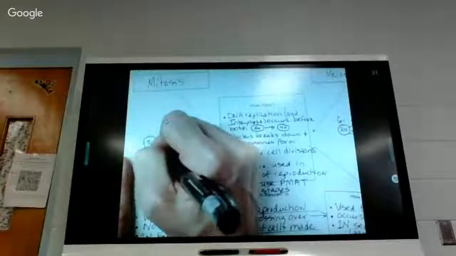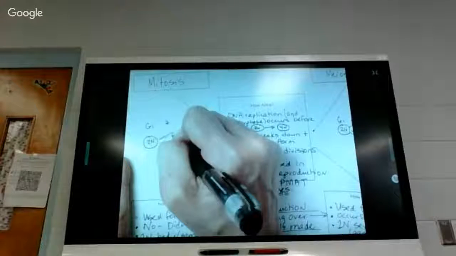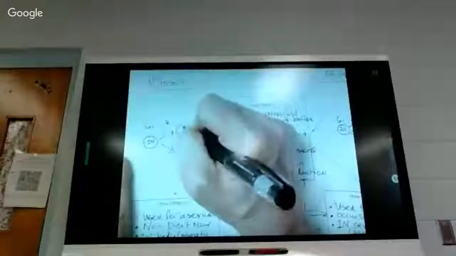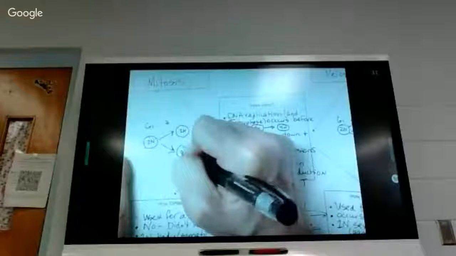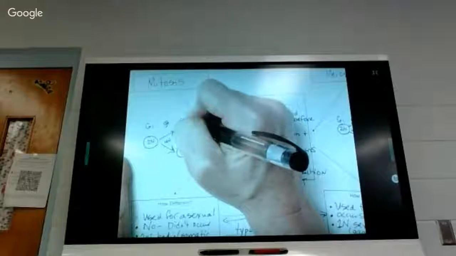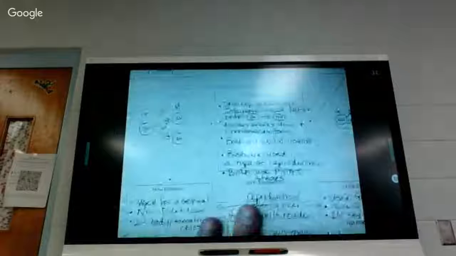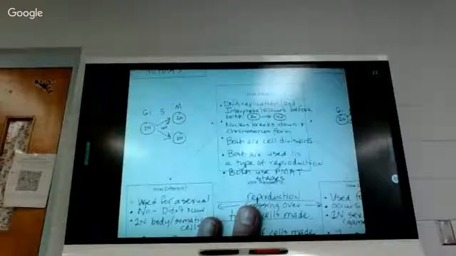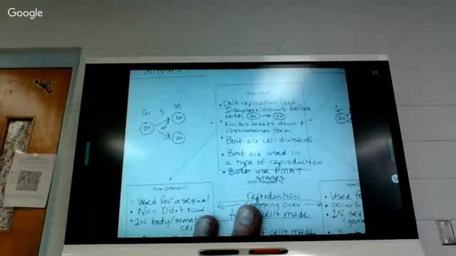So 2N, G1 splits into 2, 2N. So S, and that would just be M, because we only have one M phase for them. Meiosis. Does that kind of make sense?